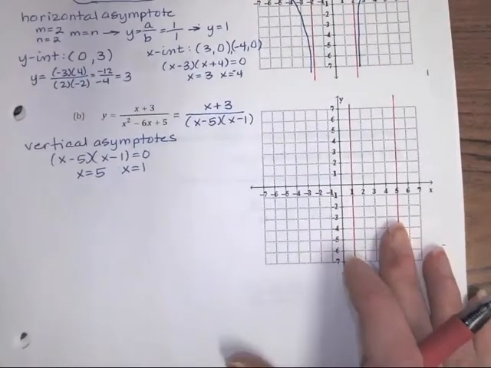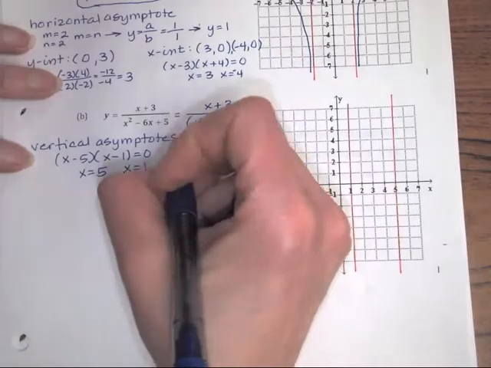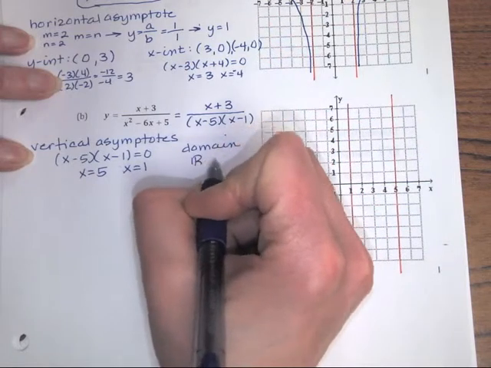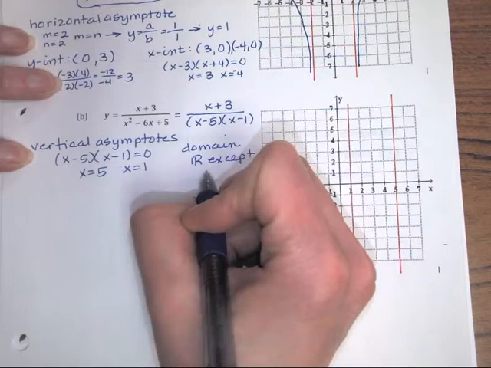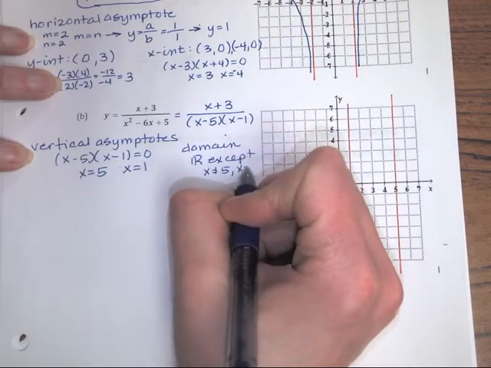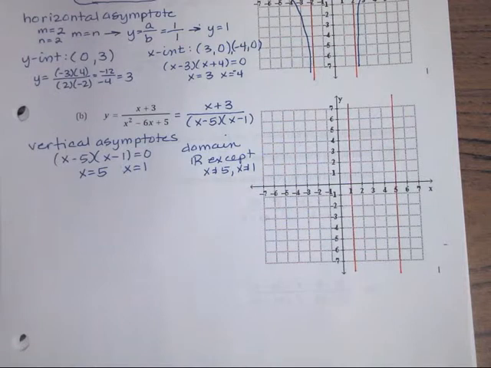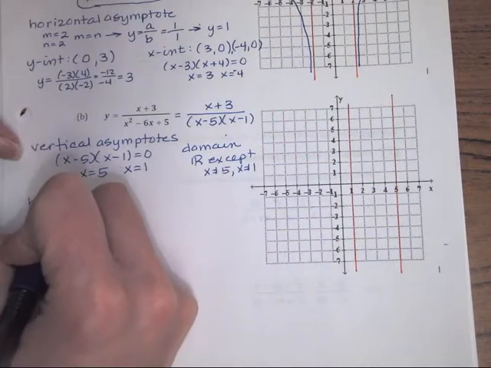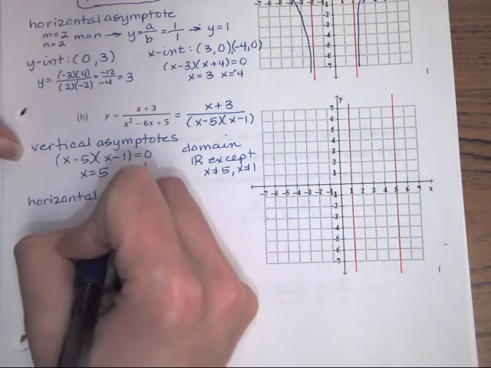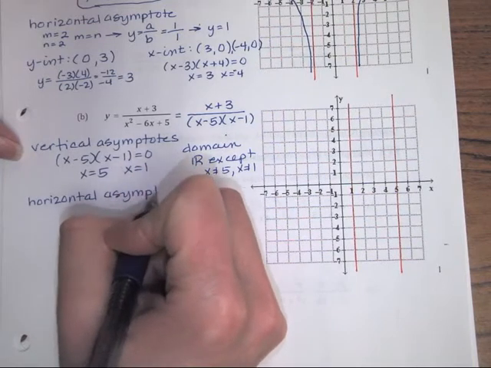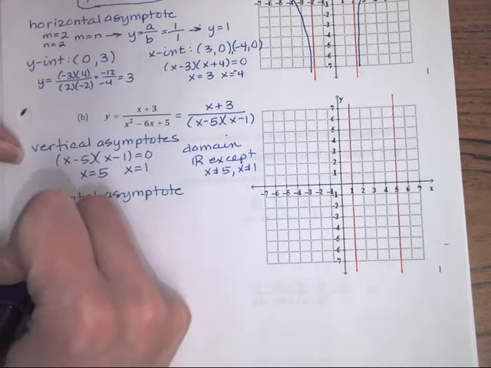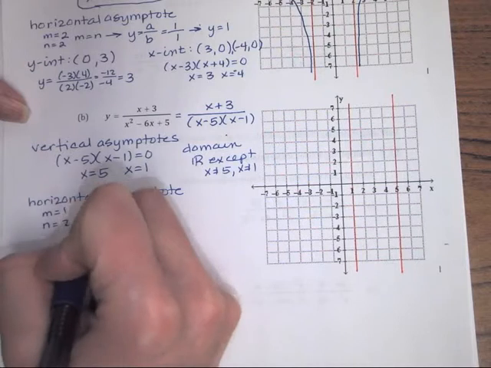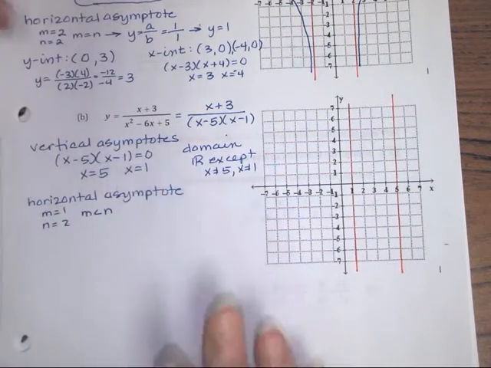Let's scooch this up here a little bit. Okay, so our domain is all real numbers except x cannot equal 5, x cannot equal 1. Fair enough? Okay, horizontal asymptote. What is our M? 1. You're right. What is our N? 2. So this is an M is less than N situation.